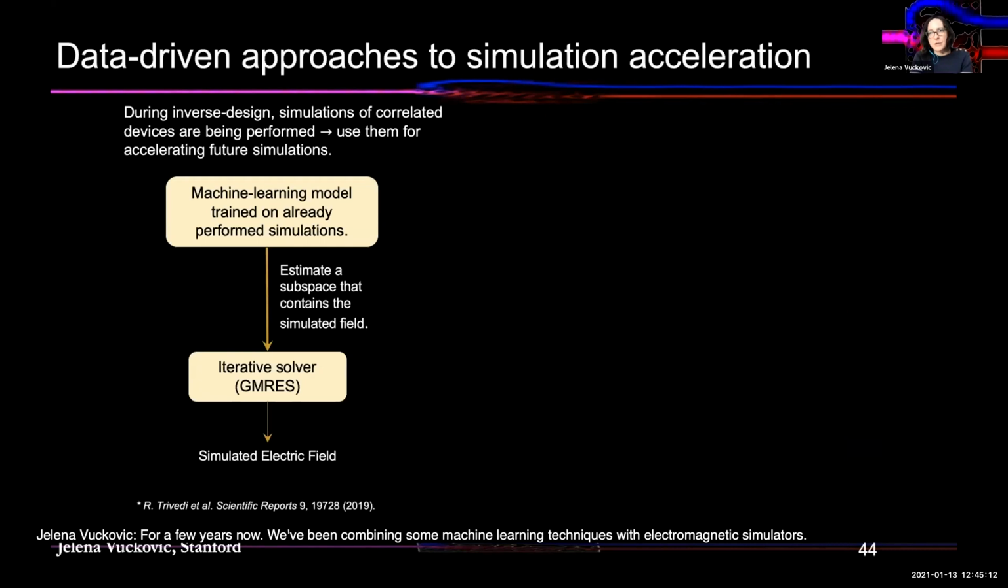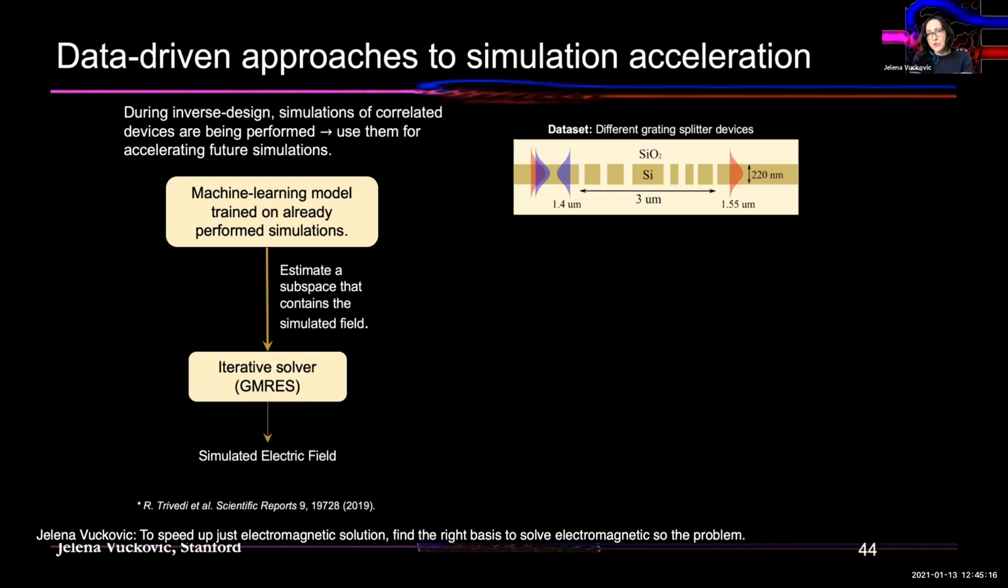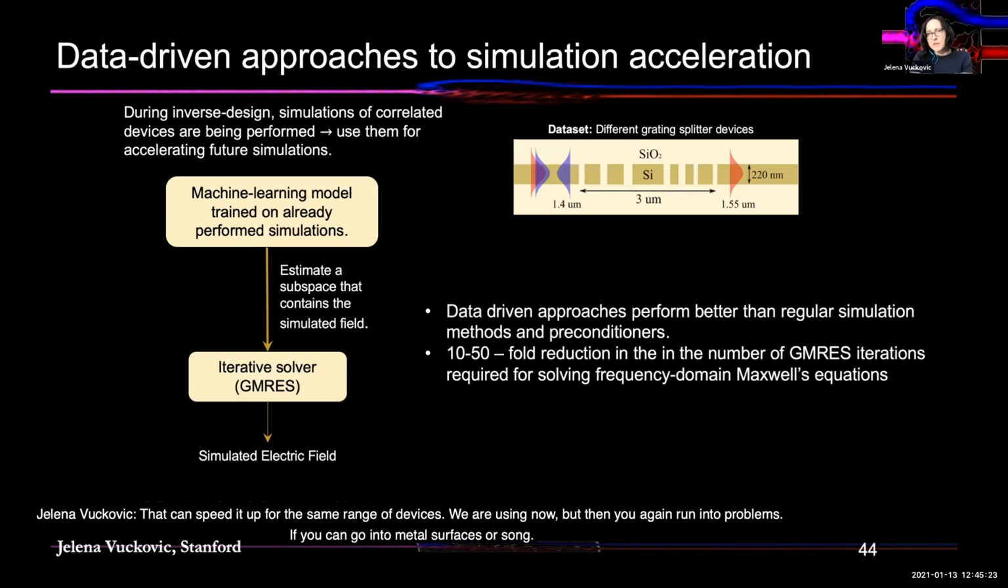We've been combining some machine learning techniques with electromagnetic simulators to speed up the electromagnetic solution, finding the right basis to solve the electromagnetics of the problem. That can speed it up for the same range of devices we are using now, but then you again run into problems if you can't go into metasurfaces and so on.